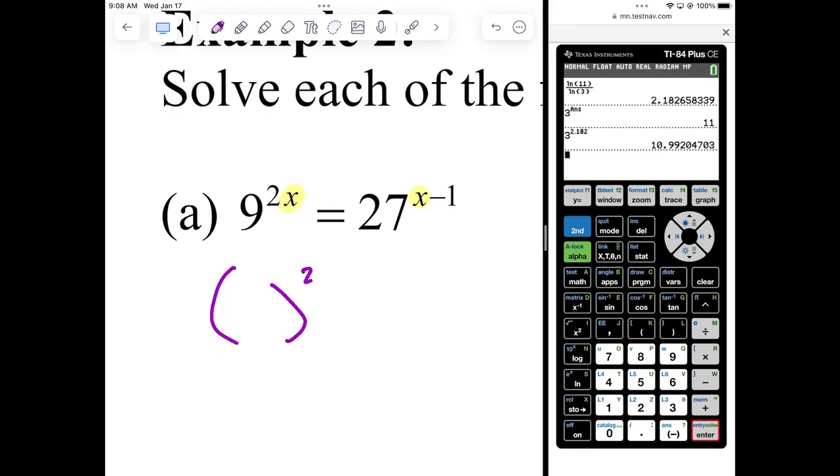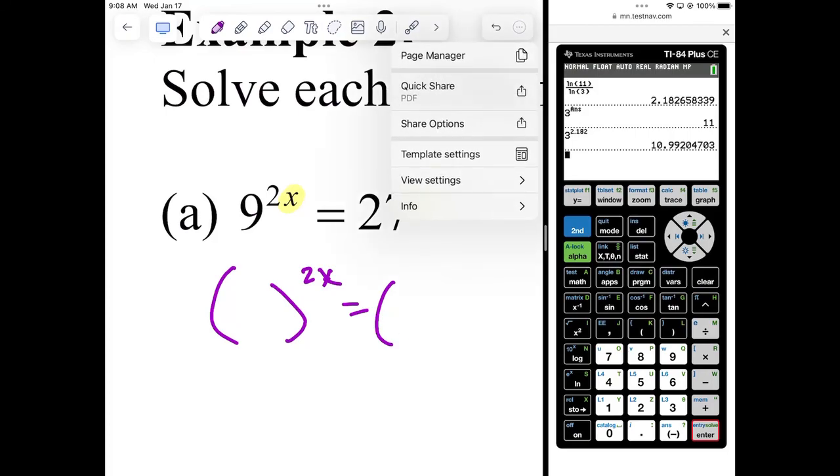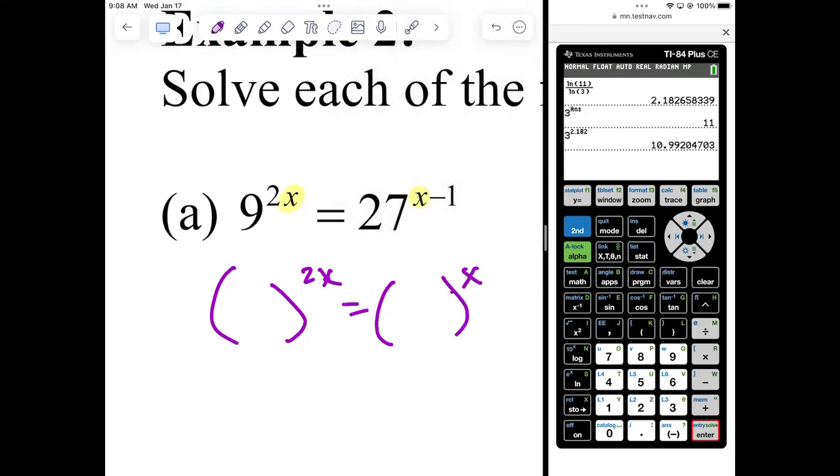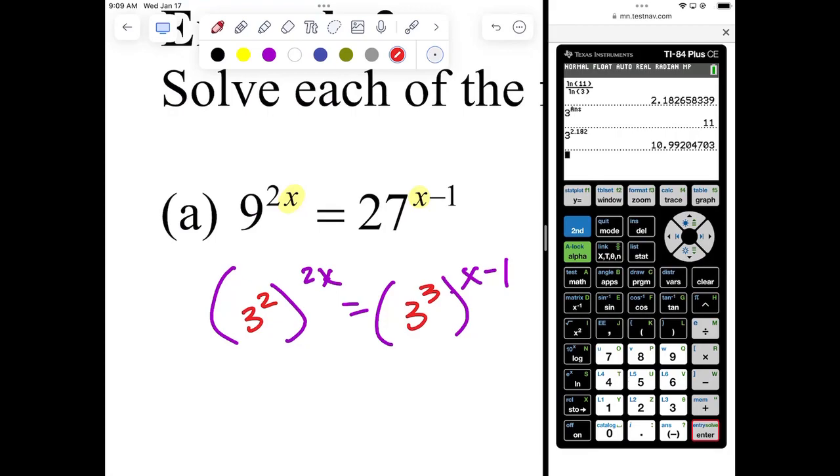So here's what I'm going to do. I'm just going to say it's 9 to the 2x equals 27 to the x minus 1. So I'm just putting parentheses where the 9 and the 27 used to be. And now for 9, I'm putting 3 squared. And for 27, I'm putting 3 cubed. That's my first step. Inch by inch, it's a cinch, right? Our goal is to communicate our results, not just get results. The process is part of the product.